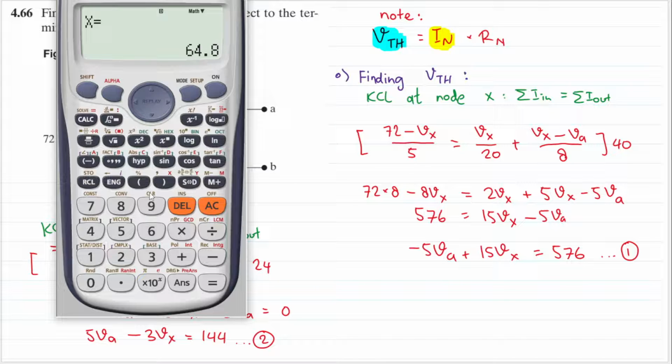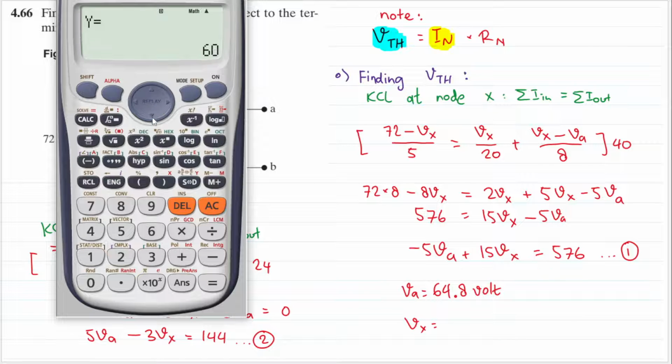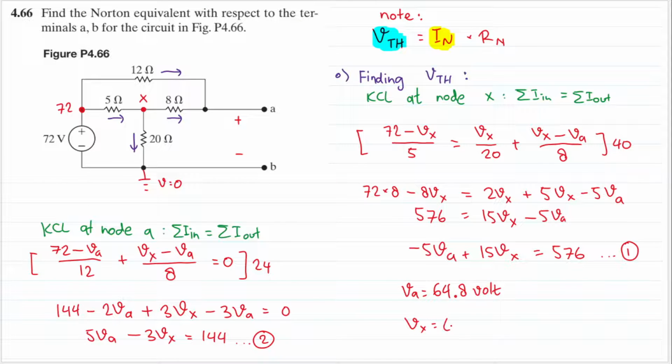Okay, the Vx is this one. I mean VA. VA is 64.8 volt. Okay, and what is Vx? Vx is 60. Okay, Vx is 60 volt.